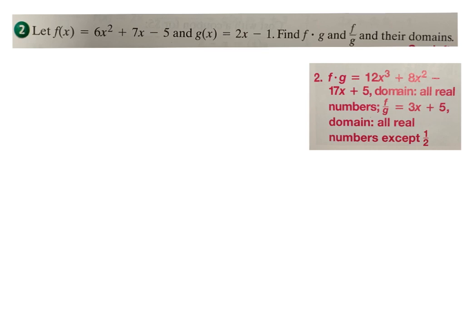Let's do f over g. So we have 6x squared plus 7x minus 5 over g of 2x minus 1. By the way, this is where we get our domain exception of 1/2. 1/2 will make that 0. We're going to factor our numerator.